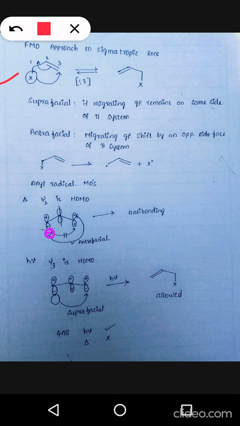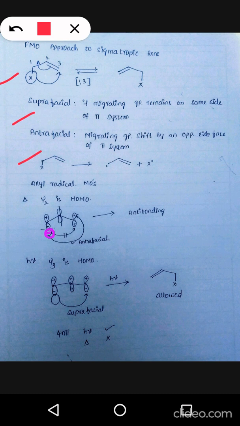Now let us consider the FMO approach of sigmatropic reactions. For this, let us know some terminology, that is suprafacial and antarafacial. If the migrating group remains on the same side of the pi system, we call it suprafacial overlap. And if the migrating group has to move to the other side of the pi system, we call it antarafacial overlap.